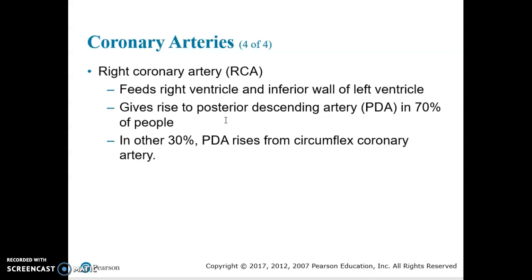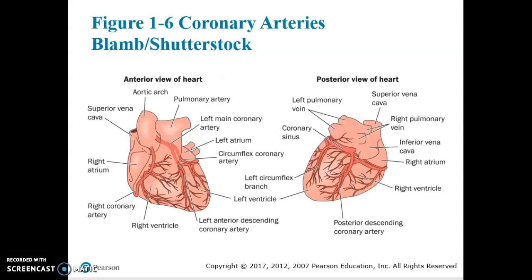Where the PDA arises from, whether the circumflex or the RCA, is of no concern. It doesn't cause a problem, as long as the heart's getting the blood that it needs. When we look at this slide, you can get an idea of where these arise. You can look at this picture and be familiar with the location of the different arteries. I hope this helps. If you have any questions, please let me know.